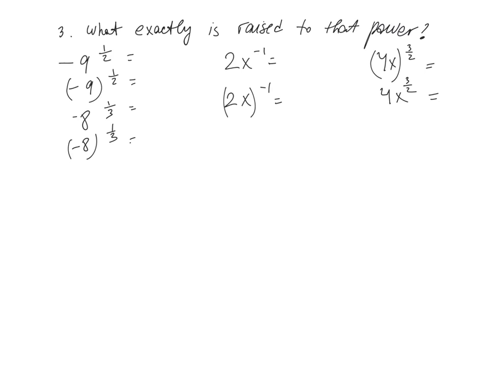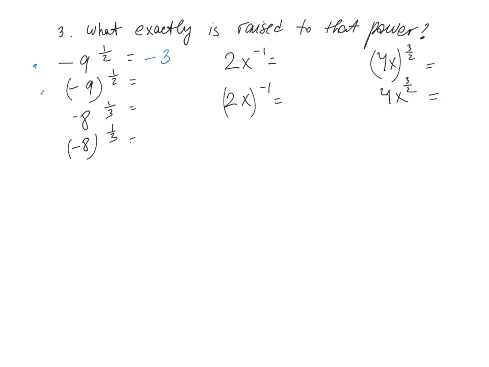So suppose you are done and you solved all these problems. So let's see if you got them right. First problem. What exactly is raised to 1/2 power? 9. You can see it because minus is not raised. Minus is not in parentheses. So 9 to 1/2 power is 3. It's a square root of 9, and the minus is outside.